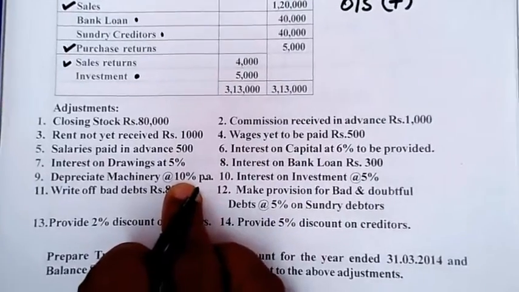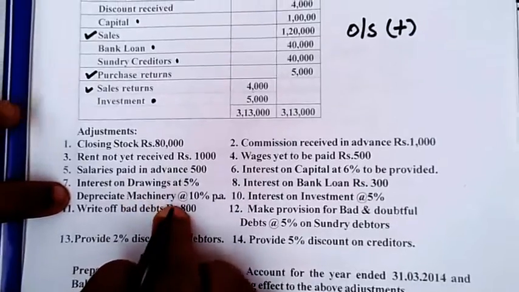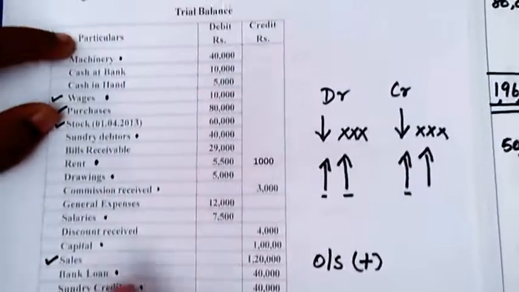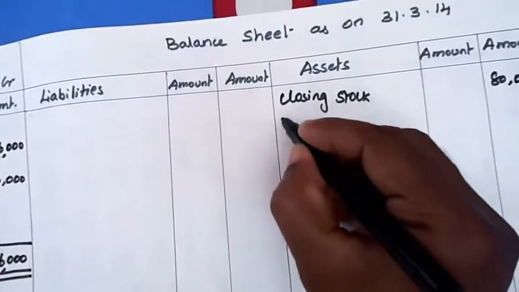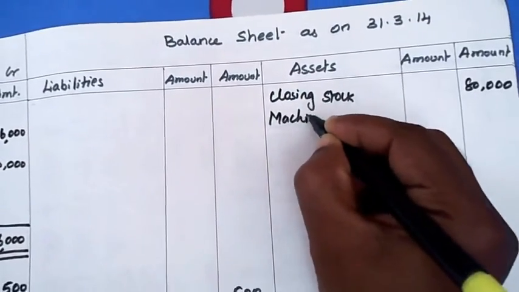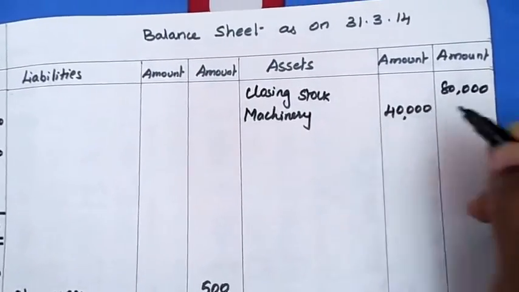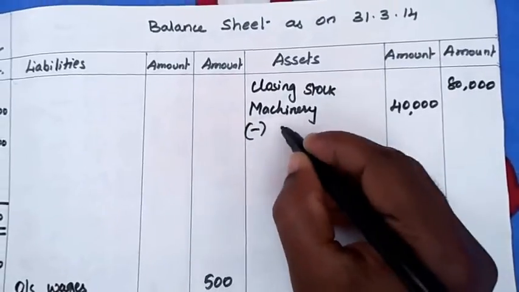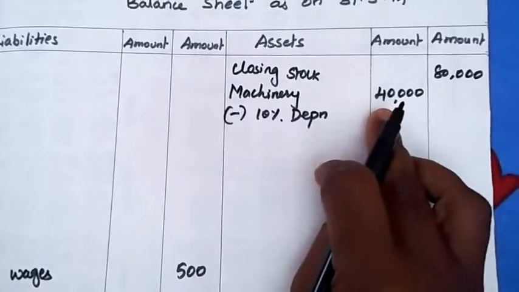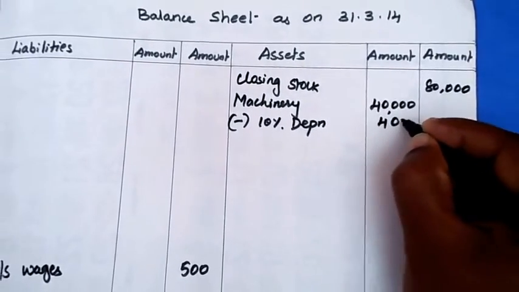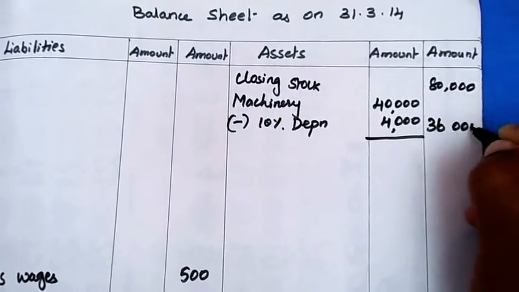Every year, every day, the value of machinery goes on decreasing, which decrease the asset. So machinery is an asset, no? Just enter this amount under asset side. Machinery how much? 40,000, and we have adjustment regarding this. So less 10% depreciation. How much for 40,000? 10% is 4,000, no? Subtract this amount from 40,000, you will have 36,000.